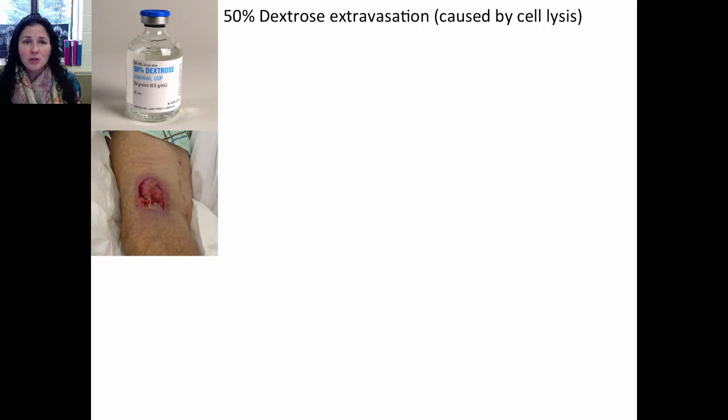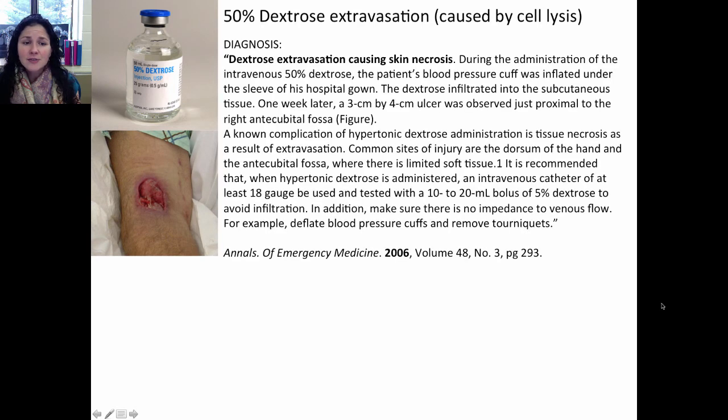This is an ulcer that was caused by 50% dextrose extravasation. Normally, when you inject a hypertonic solution into someone's arm, their blood will carry it away and dilute it immediately, and the 50% dextrose will not be that concentrated anymore. So if it kills any blood cells, it shouldn't kill very many. But if blood flow is poor, the dextrose or the hypertonic solution can pool in the bloodstream, and it can cause cell lysis. This is from the Annals of Emergency Medicine in 2006.